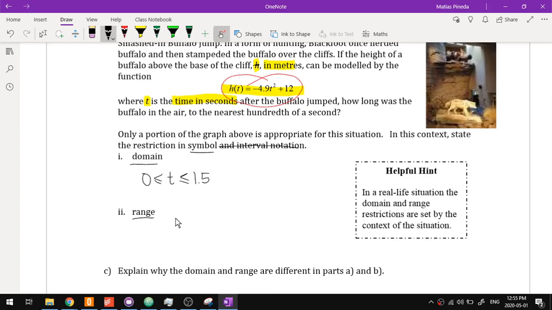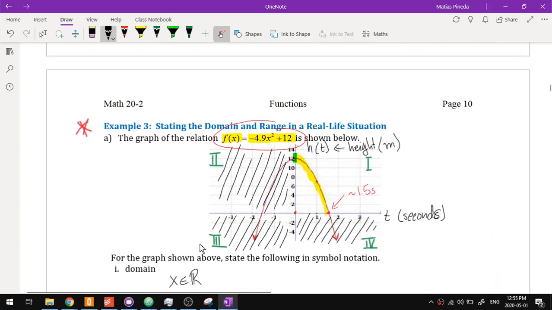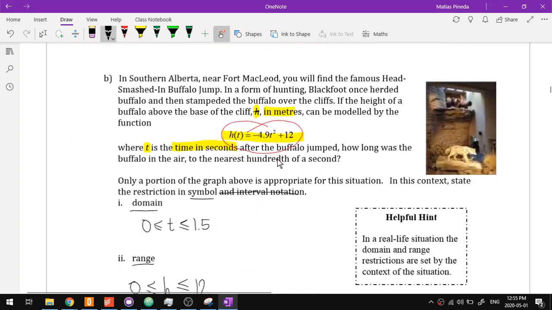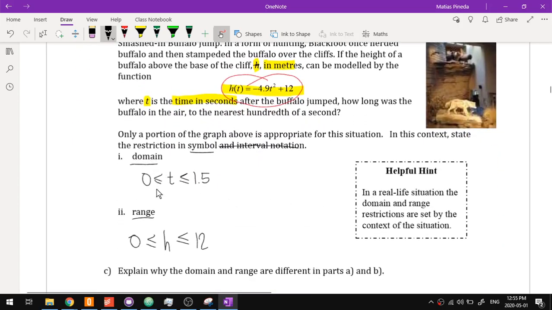For the range, what's the smallest and largest possible value for the height, h? Well, the smallest one is 0. That's when it hits the ground. So h is greater than or equal to 0, and at the same time is less than or equal to 12. 12 is the initial height it started out at. It's up here. So this is the domain and range with restrictions imposed on it by this specific context.